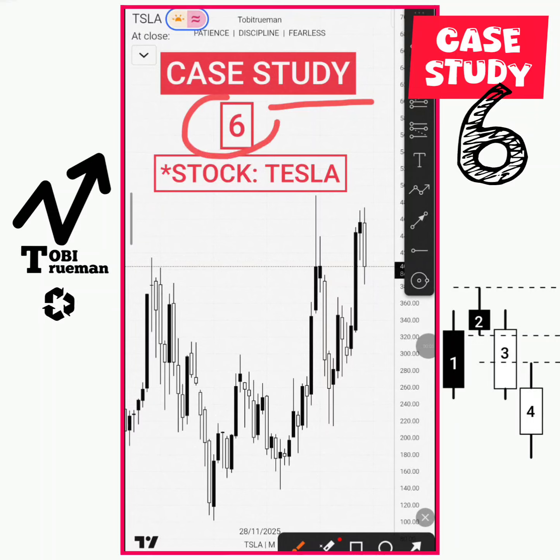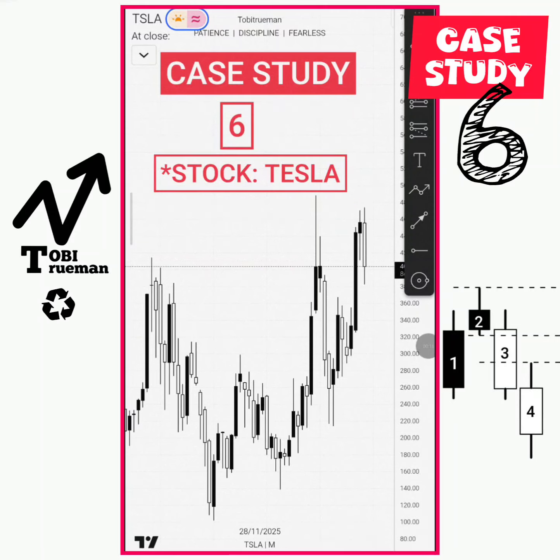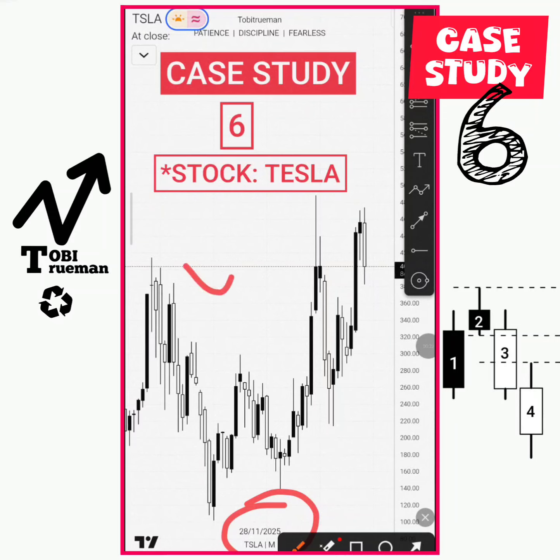We are going to be looking at number 6, and in this scenario we'll be looking at the stock market, specifically on Tesla. As usual, we start from the monthly time frame. That's Tesla on the monthly time frame, as you can see over there. Then we analyze, go to our weekly, then we'll look for a trade on the daily.